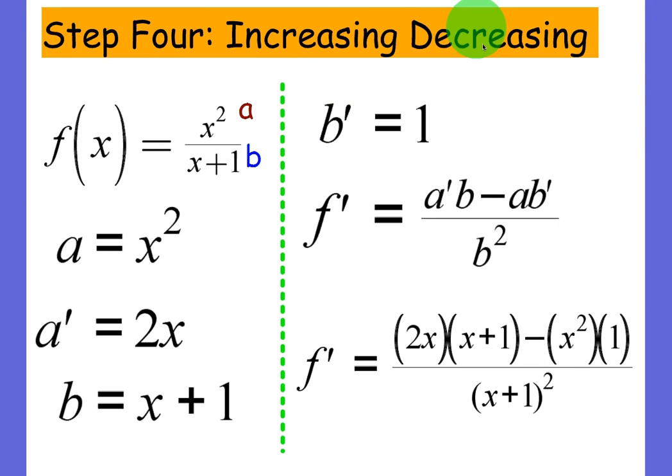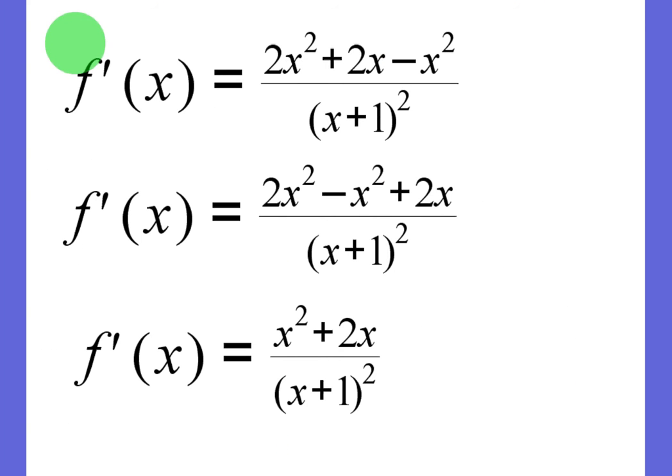Next, for step 4, we're going to figure out increasing and decreasing intervals. That involves taking the derivative. Here we have a quotient, so we'll be using the quotient rule. I will label my top a and my bottom b. A prime would be 2x, b prime would be 1. Quotient rule is a prime b minus a b prime over b squared. We're going to plug all of this in and simplify.